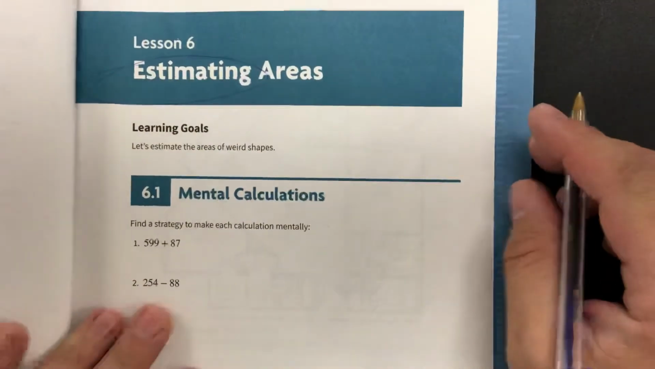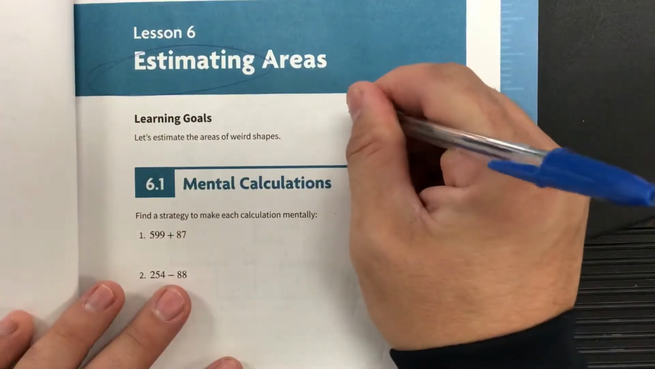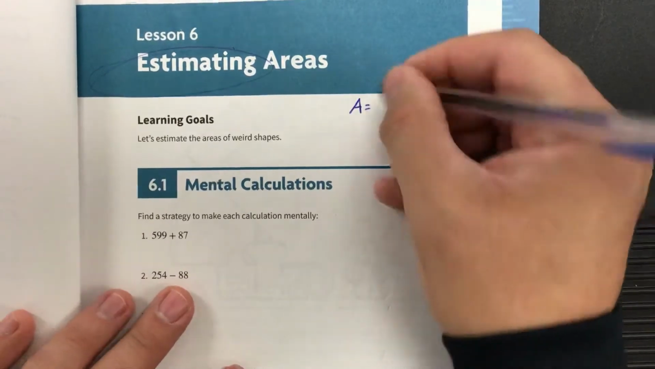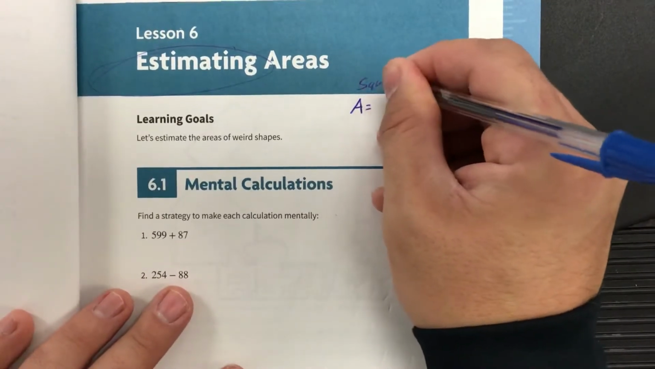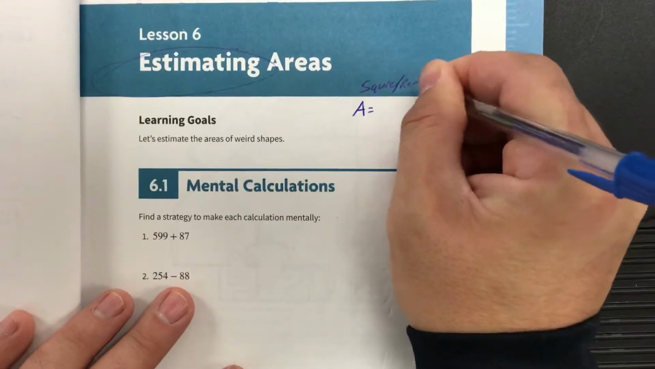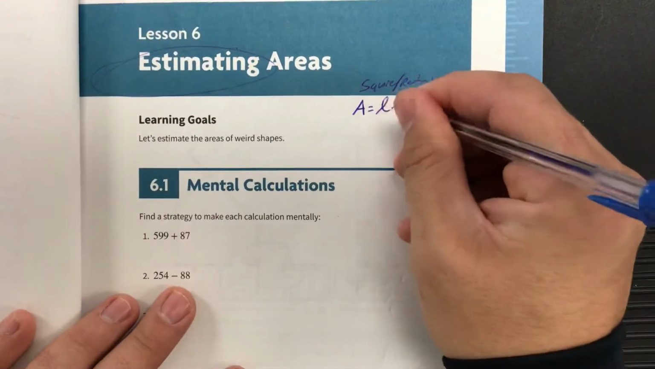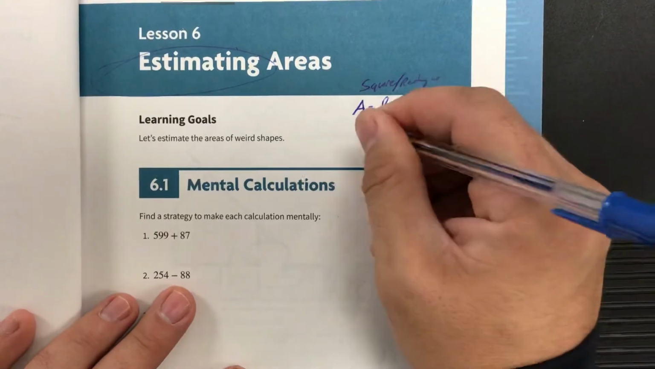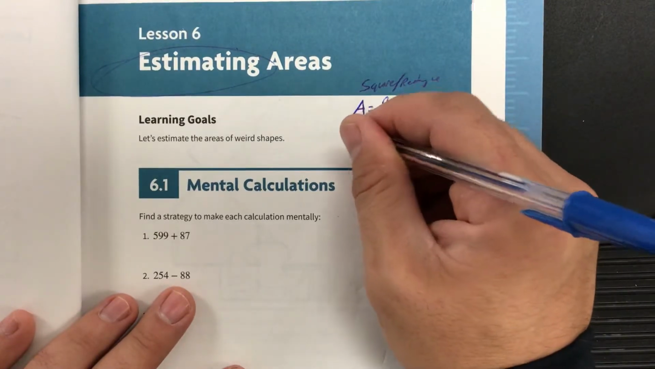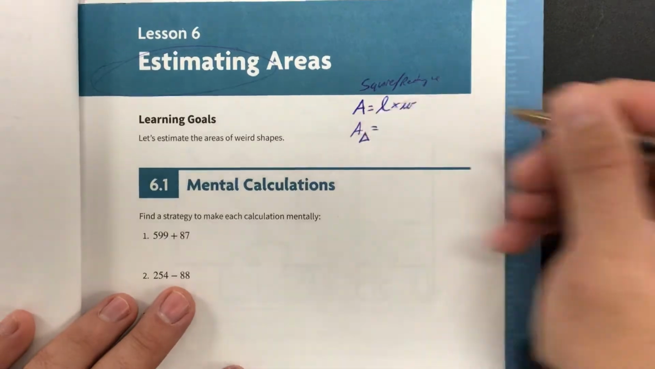Just as a little refresher, how do you find the area of, let's say, a square or rectangle? Anybody remember? Length times width, right? Pretty simple. How about a triangle?